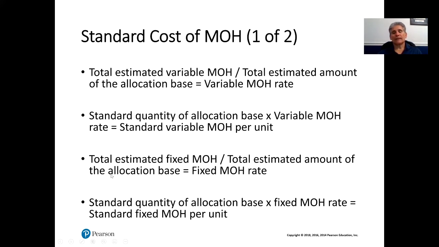We're going to go now to our fixed costs. We're going to get our total estimated fixed MOH, just like we did our variable MOH. It's our total estimate. This is part of the budget. We're going to divide that by the total estimated amount of the allocation base. We may use the same allocation base. We may use a different one. We have to figure that out. But when we do this computation, we're going to come up with a fixed MOH rate. And then our standard quantity of the allocation base times the fixed MOH rate, which is what we came up with here, will equal the standard fixed MOH per unit.